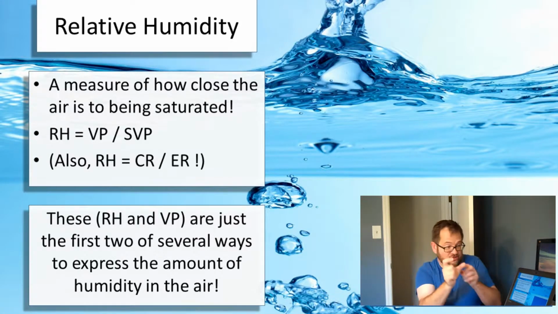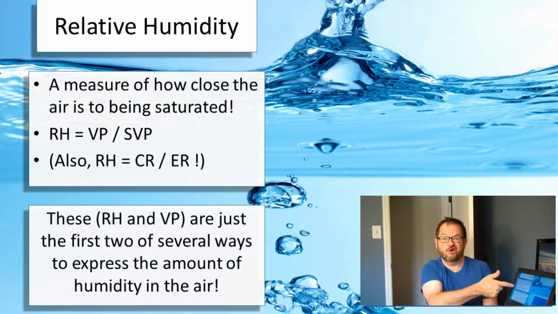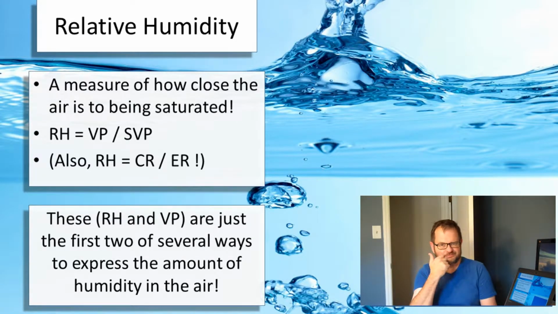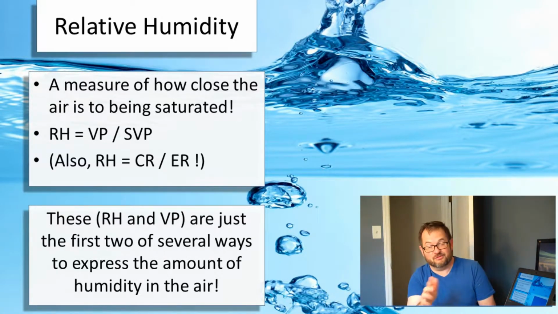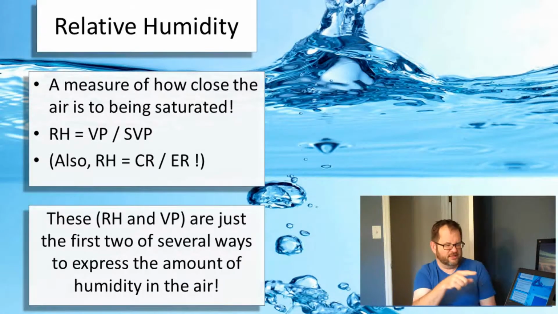Relative humidity, the adjective relative has to be on the front here. Relative humidity is a measure of how close the air is to saturation. And in fact, it has a pretty straightforward definition. Relative humidity, which we'll abbreviate RH, is just VP divided by SVP times 100%, if that makes you happier. By the way, it does also happen to be the condensation rate divided by the evaporation rate, but we'll hit on that a little bit later in the module of the course.